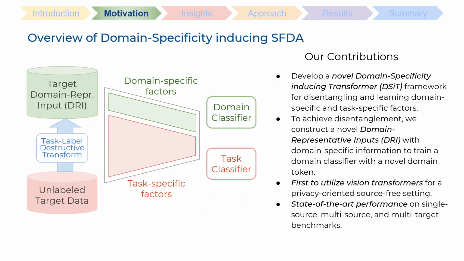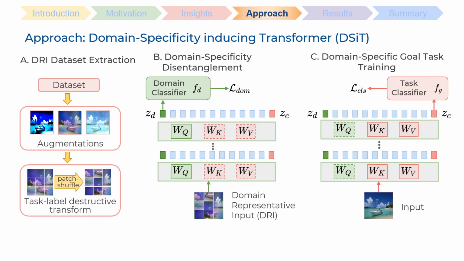Here are some of the major contributions of our work. We develop a novel domain specificity inducing transformer for disentangling and learning both domain-specific and task-specific factors. We construct a novel DRI to train the domain classifier. We are the first to utilize vision transformers for SFDA and achieve state-of-the-art performance on various benchmarks of single-source, multi-source and multi-target DA. We develop a domain specificity inducing transformer framework that comprises 3 steps. Let's understand each step in more detail.